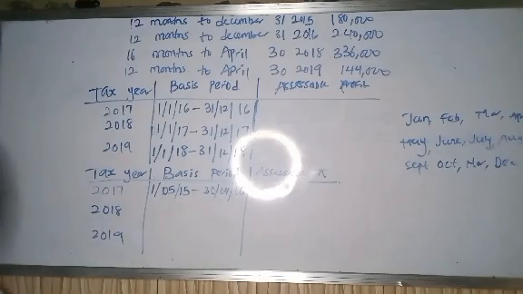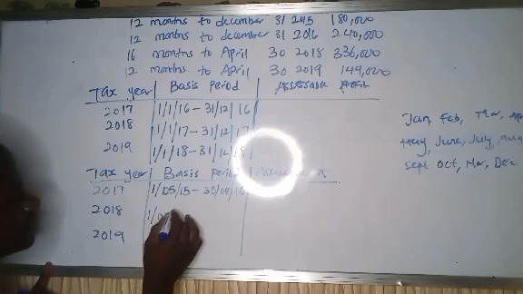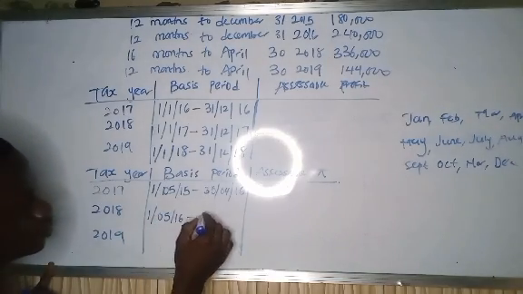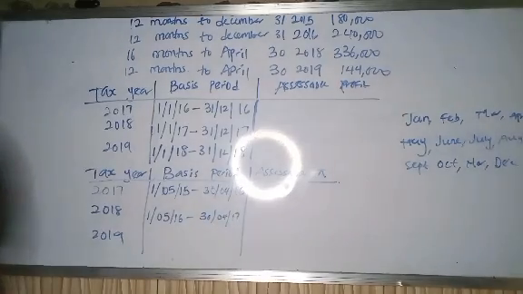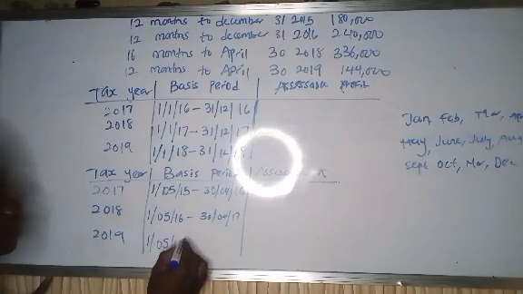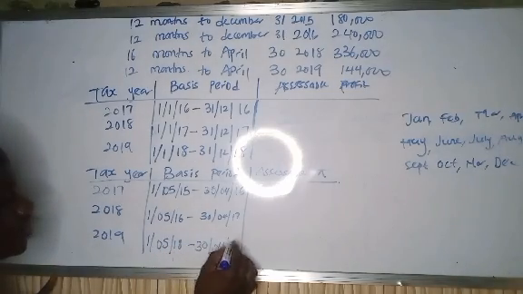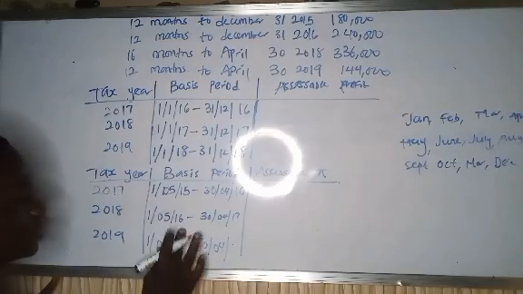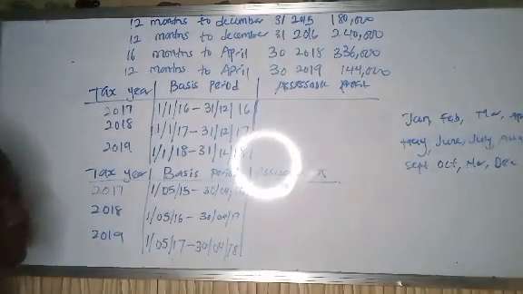So for 2018 period, it will be 1st of May 2016 to 30th of April 2017 for 2018 tax year. And for 2019 tax year, it will be 1st of May 2017 to 30th of April 2018.